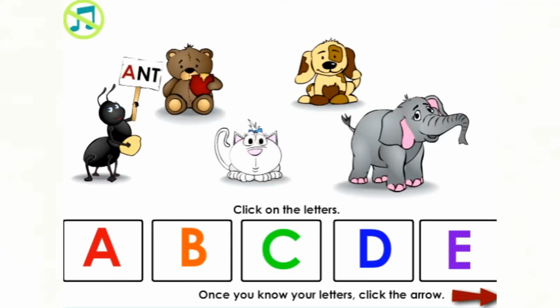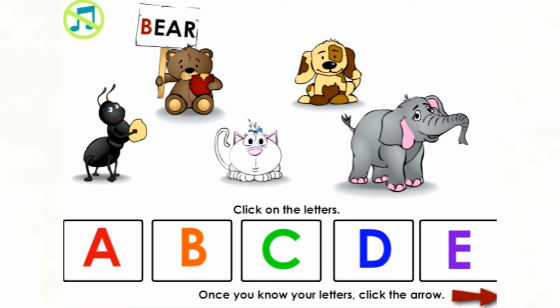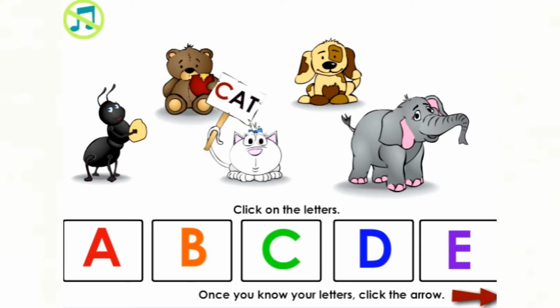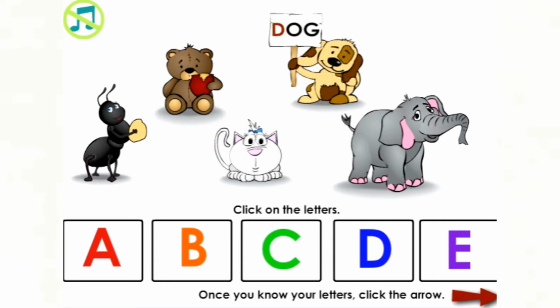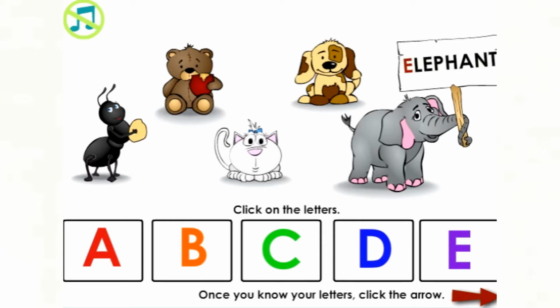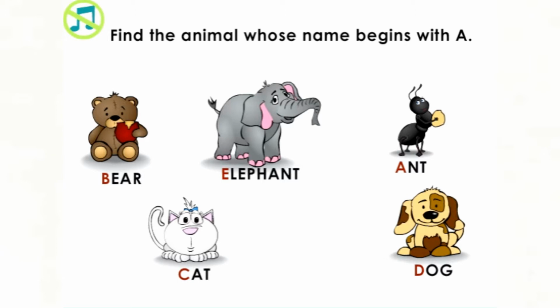Cat begins with A. B. Bear begins with B. C. Cat begins with C. D. Dog begins with D. E. Elephant begins with E. Find the animal whose name begins with A.